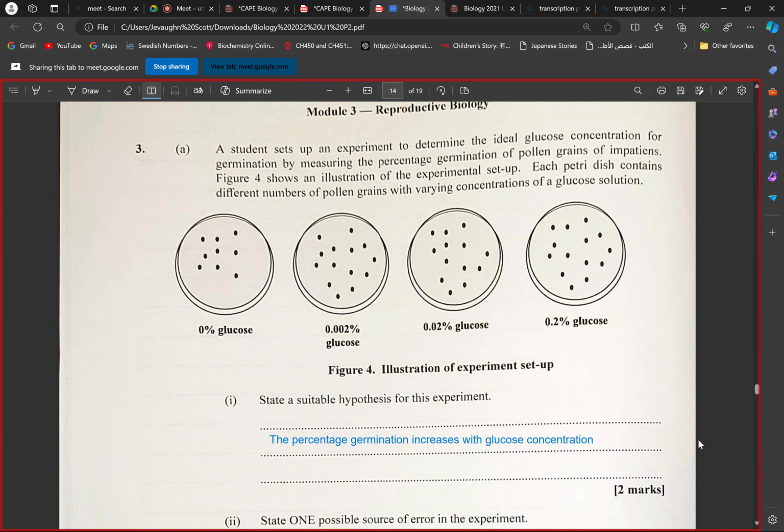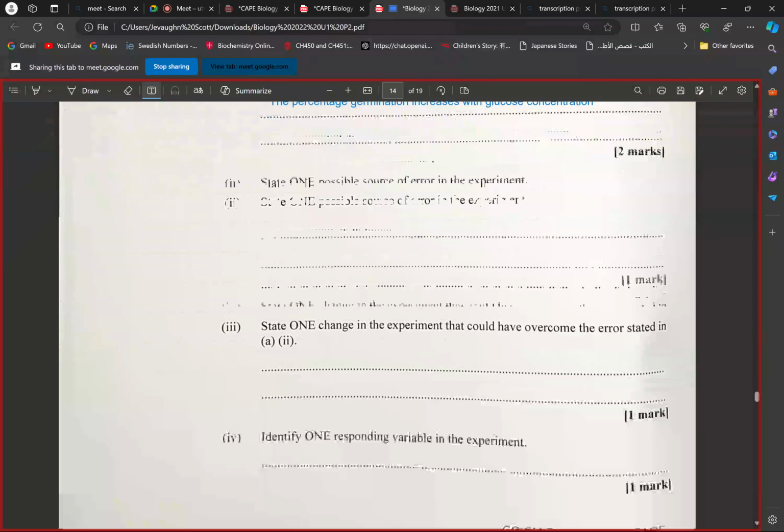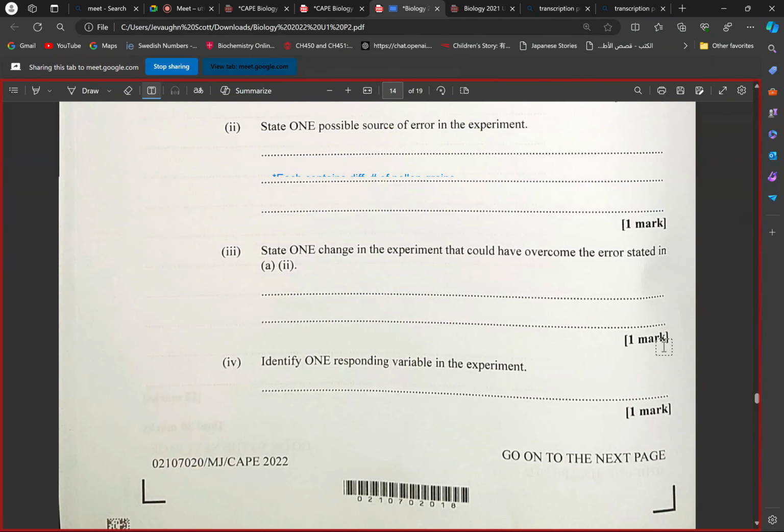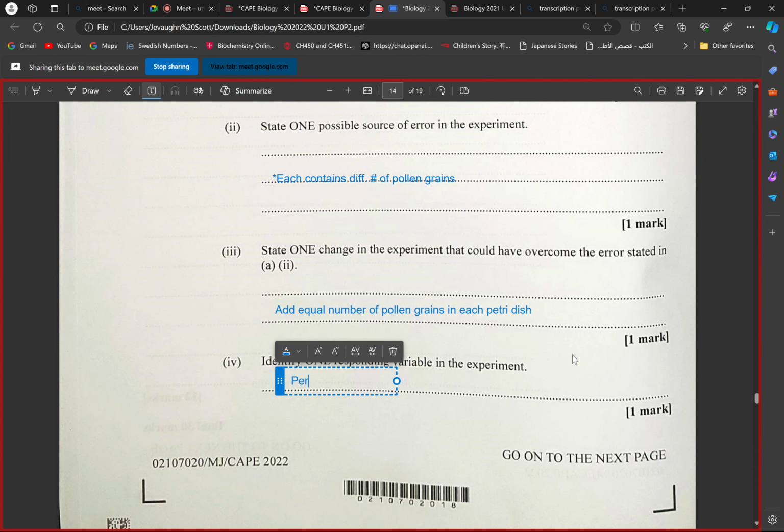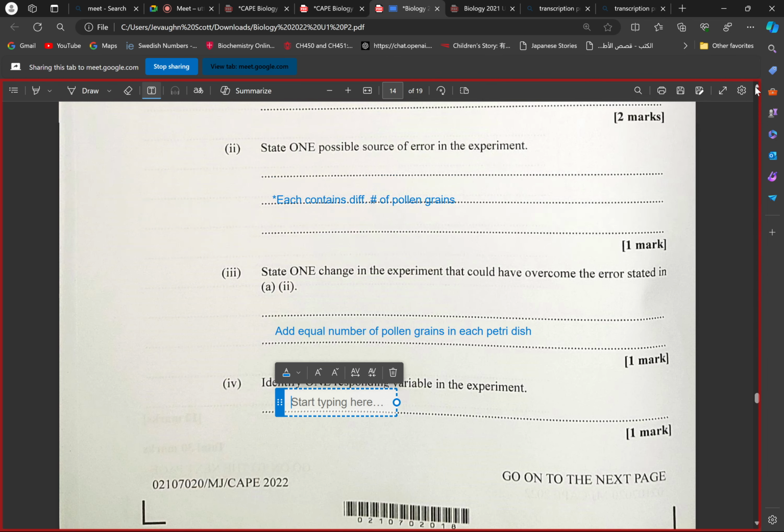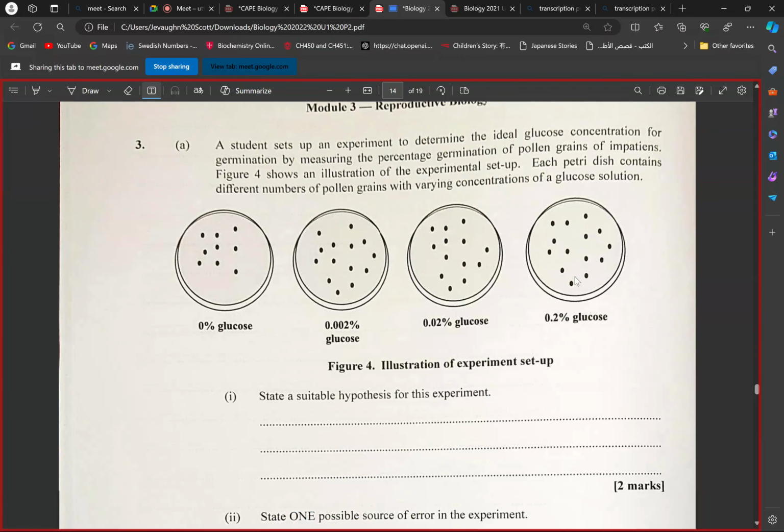So what is responding to that change in glucose? What is our dependent variable? Sir, percentage of germination? Glucose concentration. Wait, hold on. Is the glucose concentration changing in the experiment? No, that would not be accepted. So the person said glucose concentration. Isn't glucose the thing that the experimenter manipulated?